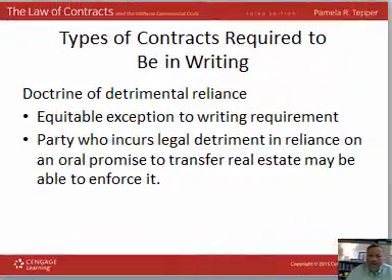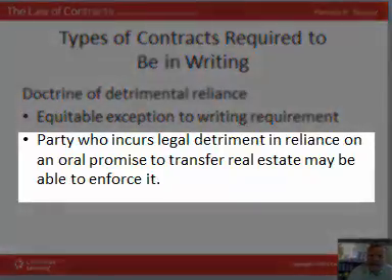As with most rules, there is an exception that applies to the requirement for writing, and that is the doctrine of detrimental reliance. This is an exception in equity to the writing requirement. And essentially, what we're looking at here is a situation where, let's say, an individual promises to sell real estate to someone, and the purchaser moves on to the real estate, pays part of the purchase price, takes possession of the land, makes improvements to it.